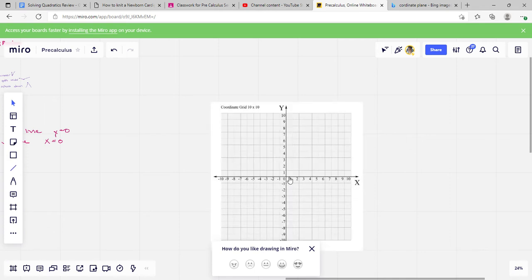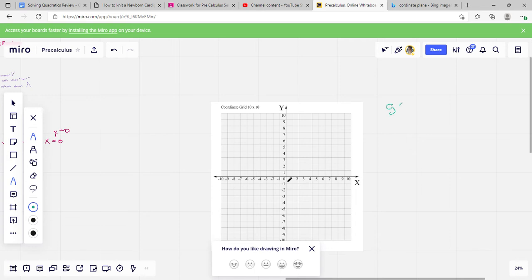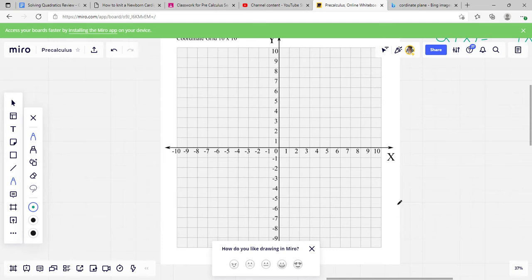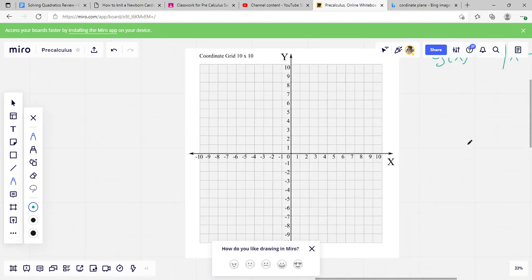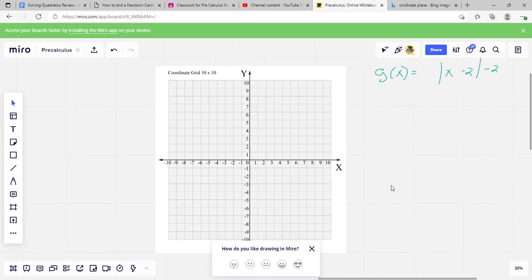Alright, we've got g of x equals the absolute value of x minus 2, minus 2. And we're supposed to find the x and the y intercepts of this. Okay, so we need the places where it's going to touch the x line and the y line. So we could graph it and find that out.